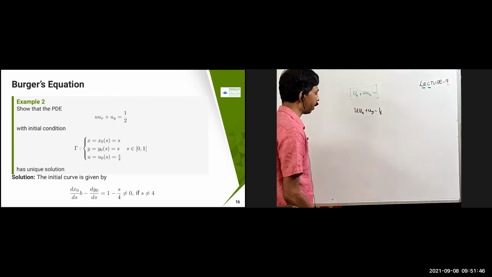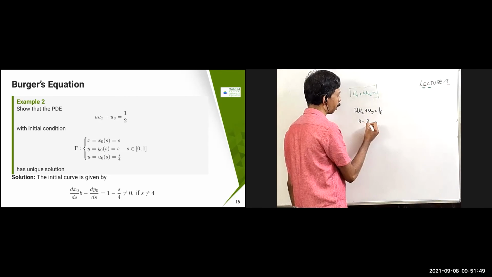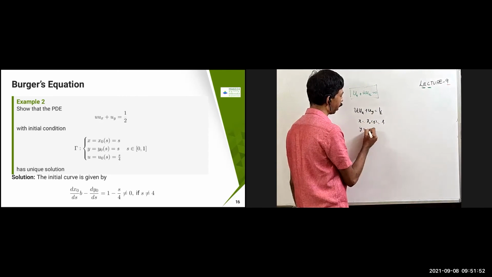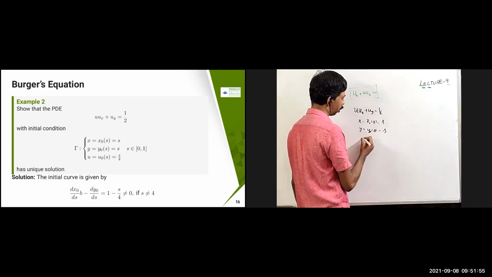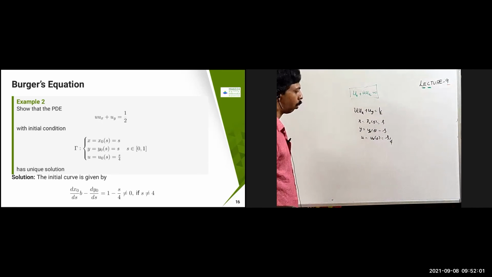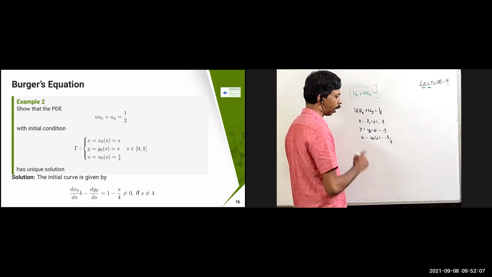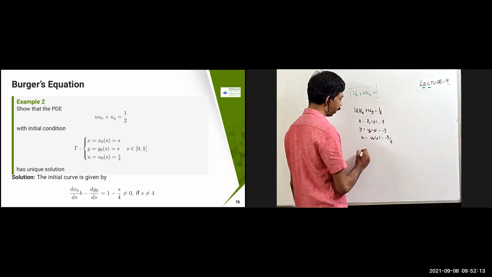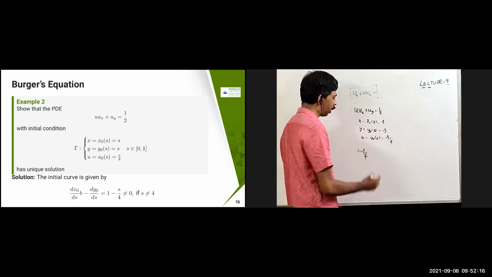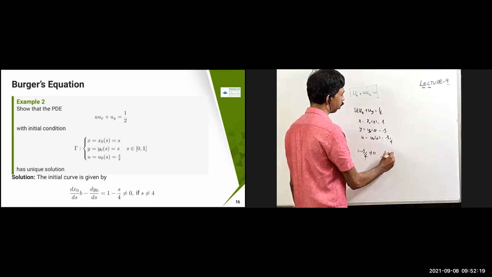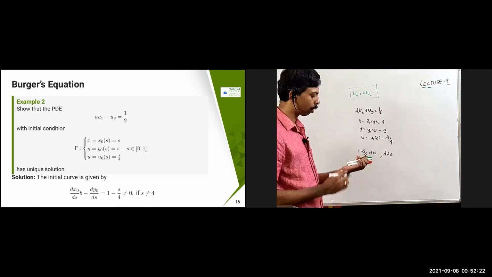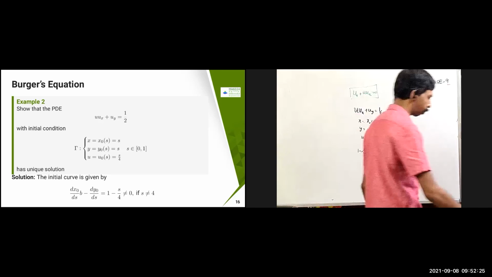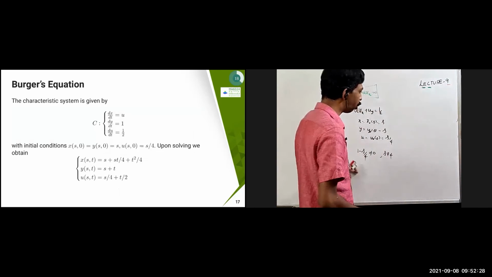The initial condition is given as follows: x equals x naught of s equals s, y equals y naught of s equals s, u equals u naught of s equals s by 4. For the initial curve you have to check the transversality condition, with dx naught by ds and dy naught by ds, etc. You are going to get 1 minus s by 4, which is not equal to 0 if s is not equal to 4. But our s belongs to 0, 1, so no problem here. Therefore, you are going to get a unique solution for this problem.